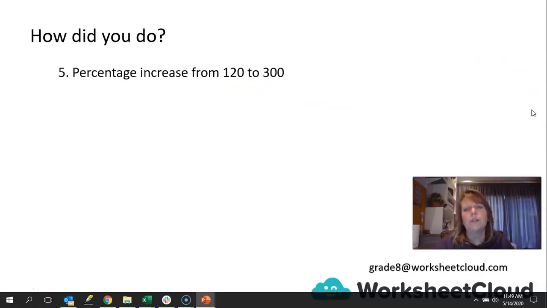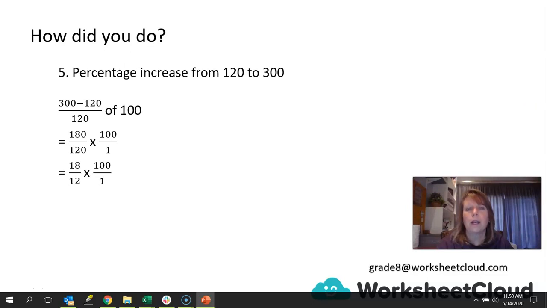Number 5, percent increase from 120 to 300. Once again, you're going to subtract 300 minus 120 all over 120, which was our original amount, times 100. 300 minus 120 is 180, all over 120 times 100 over 1. There we can simplify. We're going to get 18 over 12, and now we can multiply out, or you can simplify further, whichever you would prefer. So we've got 1,800 all over 12, and you're going to end up with 150%.